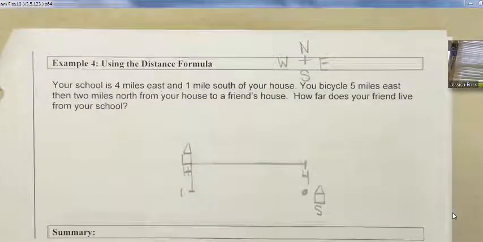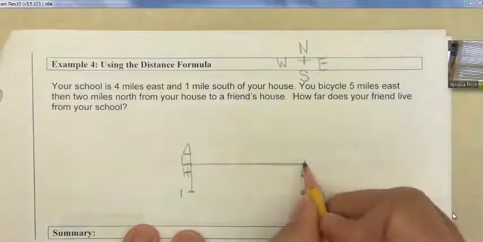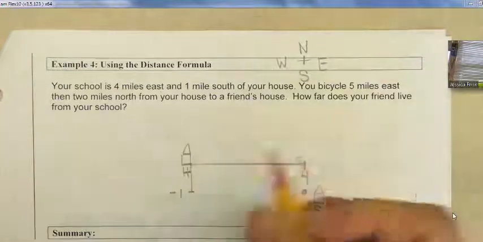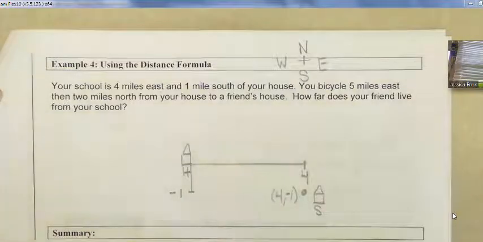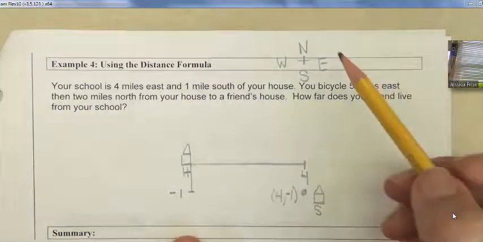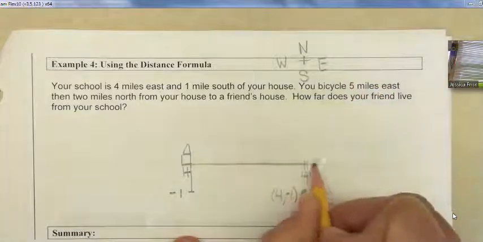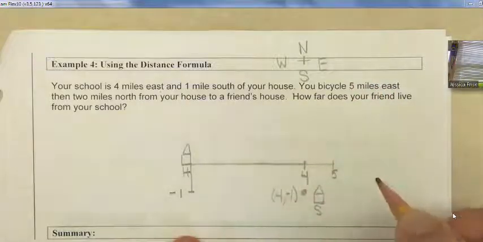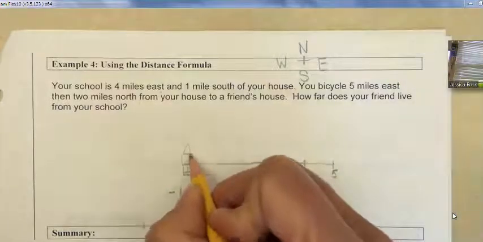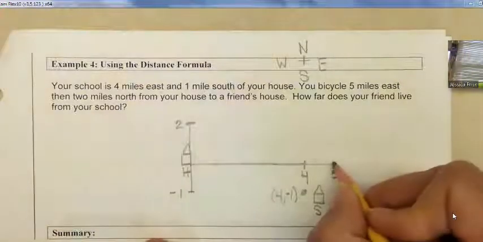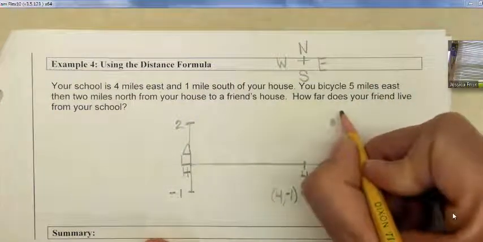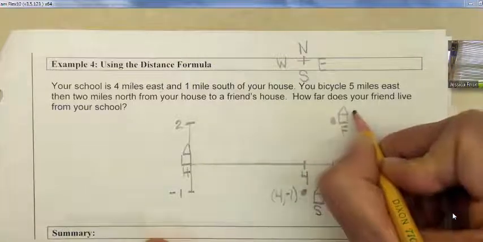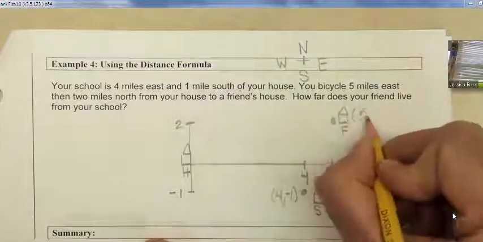Okay. You bicycle 5 miles east, then 2 miles north from your house. Okay, so this right here, in relation to my house, I'm going to put a negative because it's down. I'm going to say that this point is (4, -1). Okay, and then I bike 5 miles east, then 2 miles north from my house. So I went right 5 and up 2. So I'm going to call this right here my friend's house, call it F. And the coordinates of that will be (5, 2).